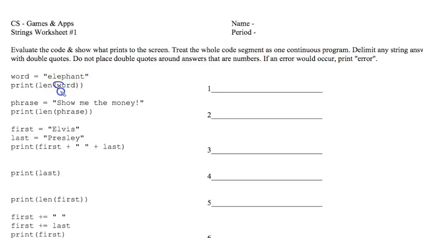So really we have print(8). That's what this print command simplifies to. It's just print 8. There you go. That's a number, so I do not delimit it with double quotes. Number 2, the length of phrase. Well, blank spaces and punctuation symbols like the exclamation mark do count as characters.